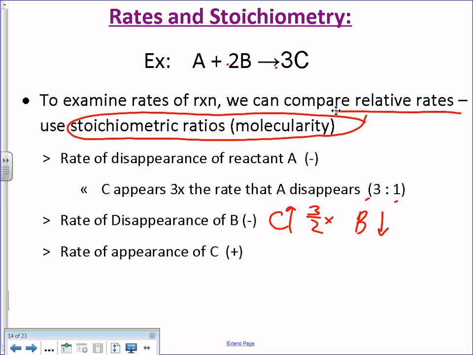So we just know that C is appearing, so it's a positive rate. So you can relate them in a phrase, not only mathematically.